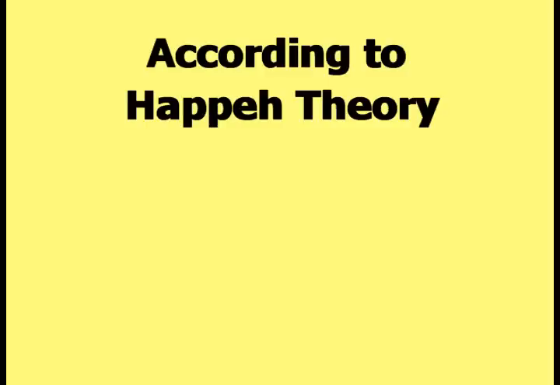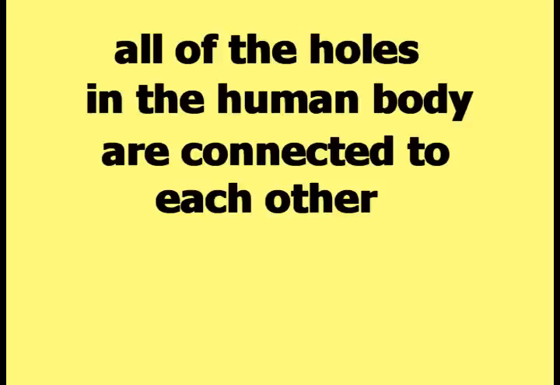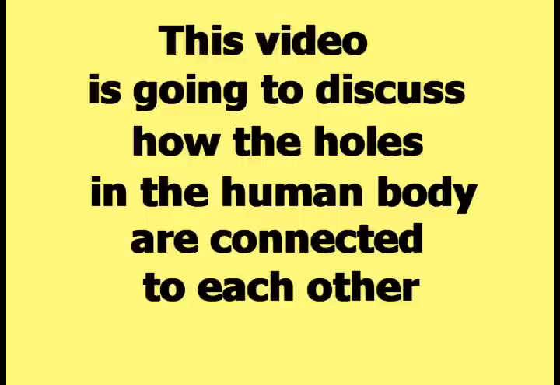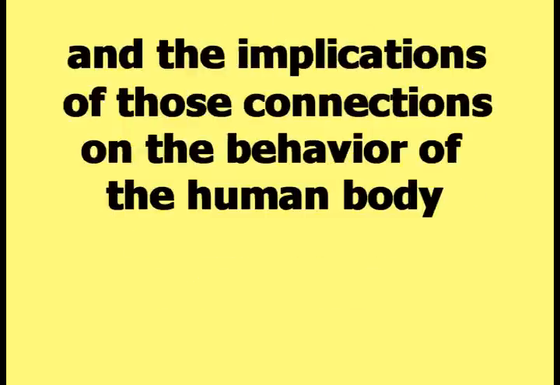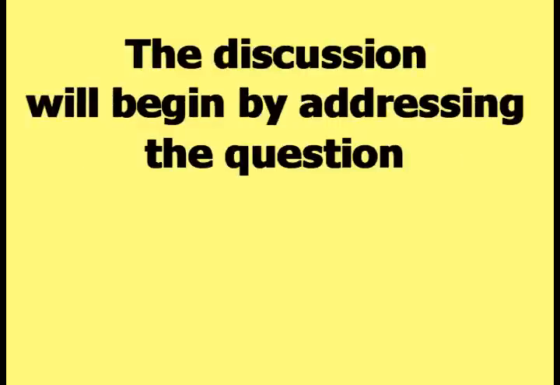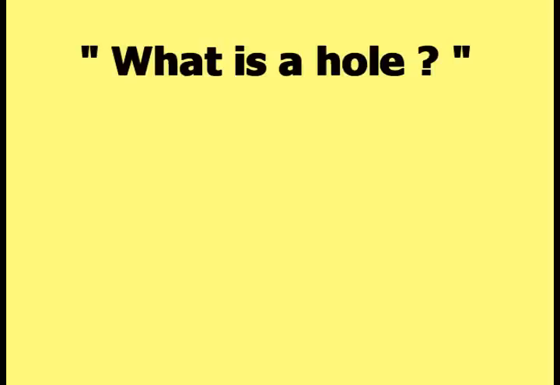According to Happy Theory, all of the holes in the human body are connected to each other. This video is going to discuss how the holes in the human body are connected to each other and the implications of those connections on the behavior of the human body. The discussion will begin by addressing the question, what is a hole?